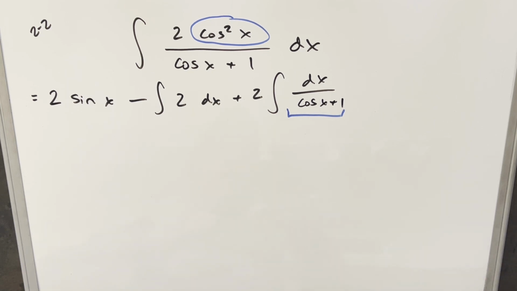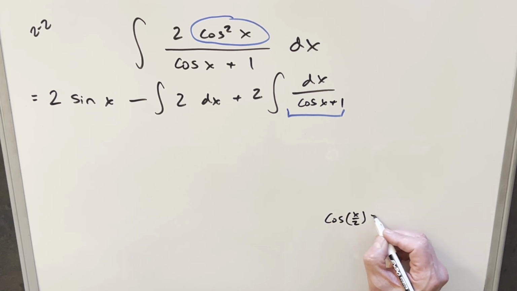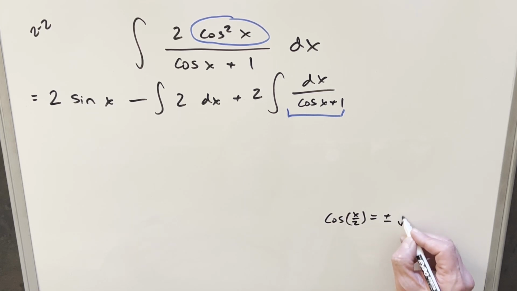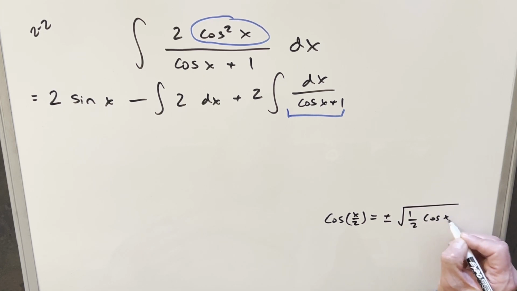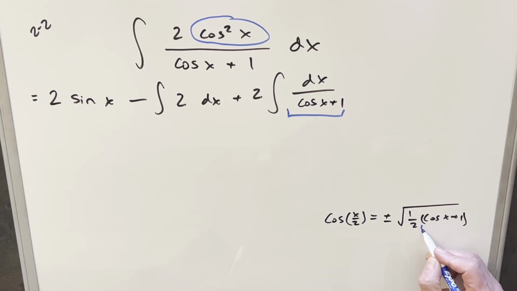But I think what I want to do is something similar. Let's look at this identity for the half angle formula for cosine x over 2. The formula for this is just plus or minus the square root of 1/2 (cosine x plus 1). The reason I'm doing that is because what we have here in the denominator is exactly what we have here. So I just need to isolate this.